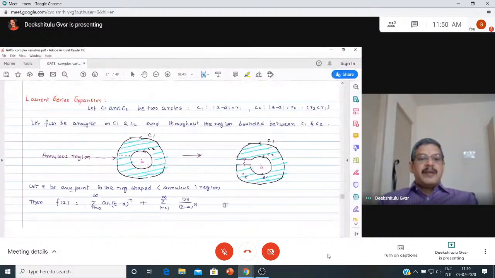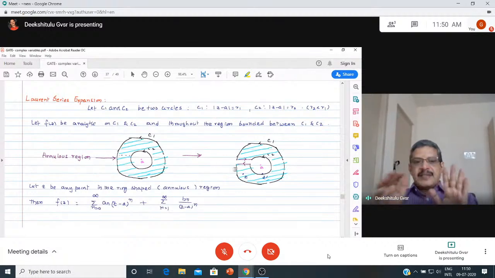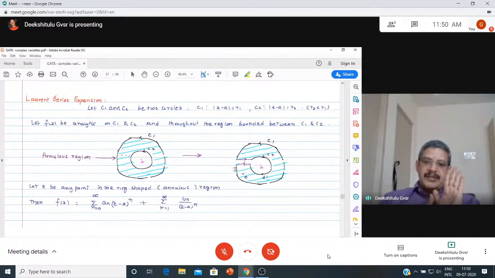Then let z be any point in the ring shaped region like this. Then f of z can be expressed as sigma n from 0 to infinity a n (z minus a) whole power n, plus sigma n from 1 to infinity b n by (z minus a) power n. So mind you, what is the meaning of this? Let us say I have a complete circular region like this, but I have a pole here. That means the function goes to infinity or is not analytic at this point, a singular point or maybe a pole.